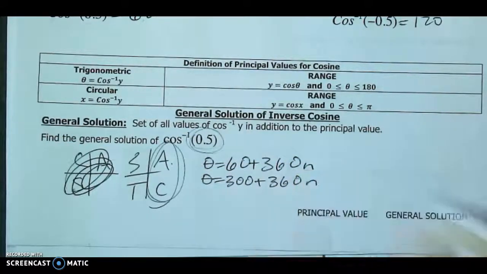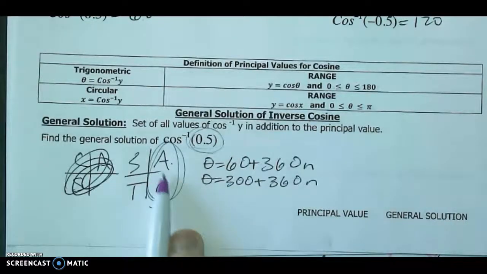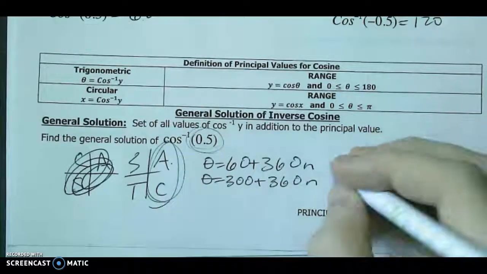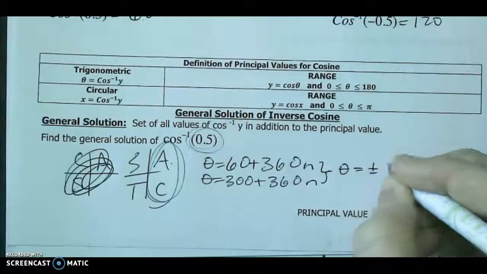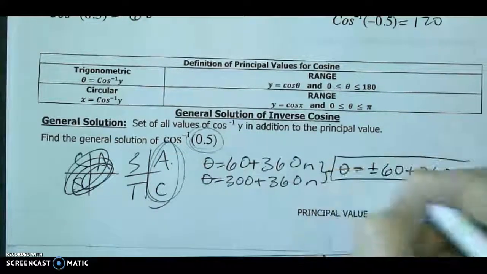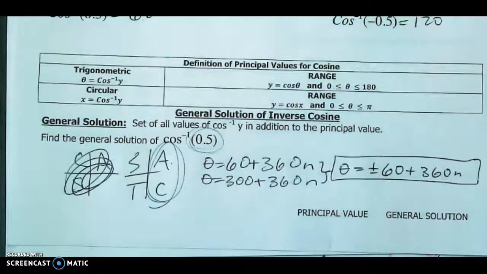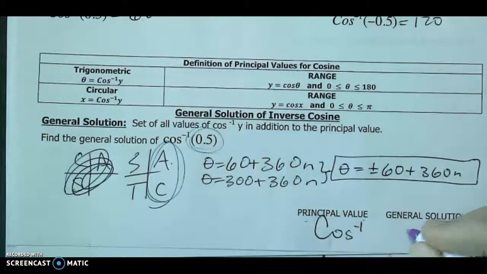So you can write it like this. But 300 you can rewrite as negative 60 because 300 is just 60 degrees away from 360. So instead of writing two equations, we can write it as one: plus or minus 60 plus 360n, which is usually easier to solve for if you write it like that instead of two different numbers. So my principal value will have a capital cosine. My general solution will have a lowercase cosine.